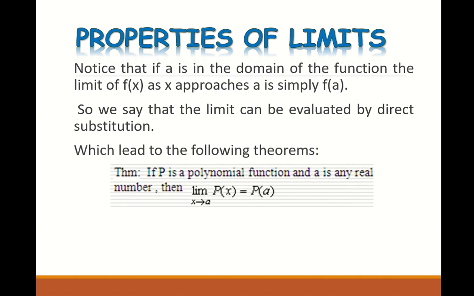So first theorem here: if p is a polynomial function and a is any real number, then we have the limit of p of x as x approaches a is equal to p of a. So we simply substitute the value for x. In this case, we have x approaches a, so we change x to a, and that would be our answer. Okay, so that is the first theorem.